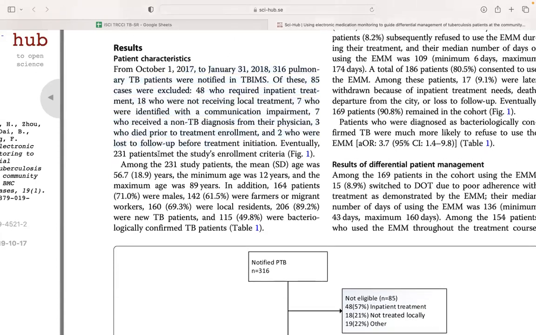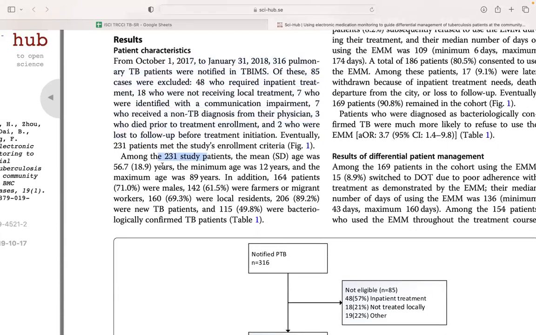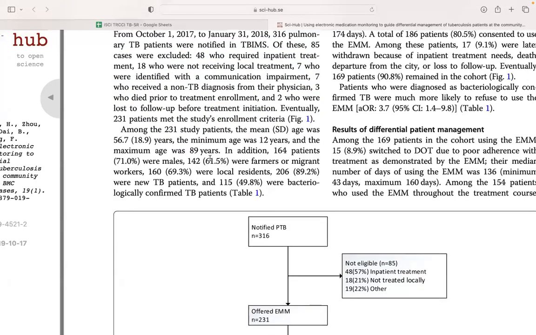So we'll move forward. So in total, there were 231 patients with age so and so, gender so and so, occupation, workers, residents, all of this. This is also, again, baseline information. If the aim of my study was to find the prevalence of farming occupation in TB patients, then this information would have been very, very important for me, right? And I would have entered this information.